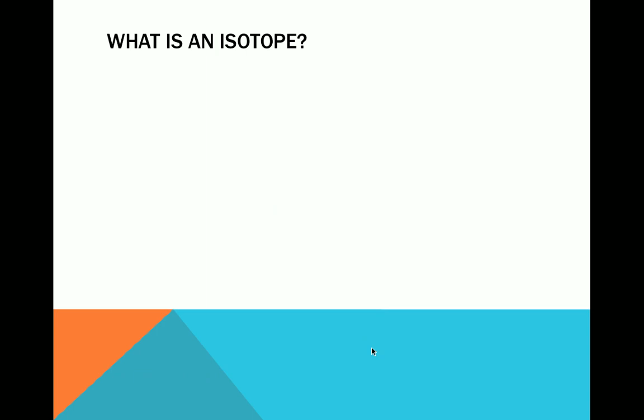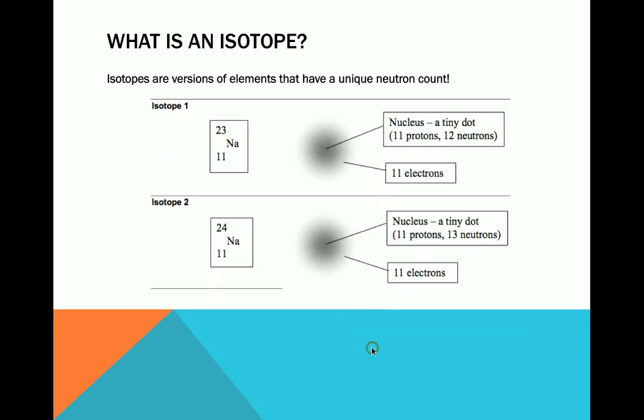But you might be wondering, what's an isotope? And so on the last screen, we saw isotopes. We'll look at them again. Isotopes are versions of elements that have a unique neutron count. In other words, they differ by mass number, not because the proton count is different, but because the neutron count is different. So these were labeled as 2 isotopes of the element sodium. They both have 11 protons, that's what makes it sodium, but they differ in the mass number.